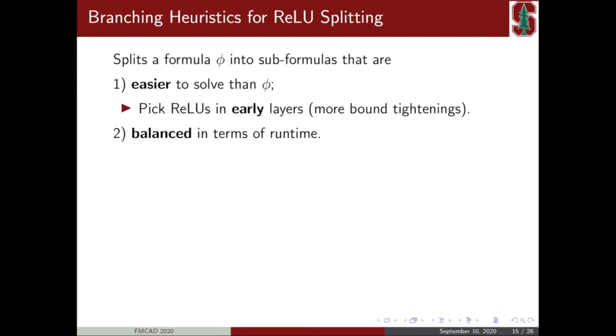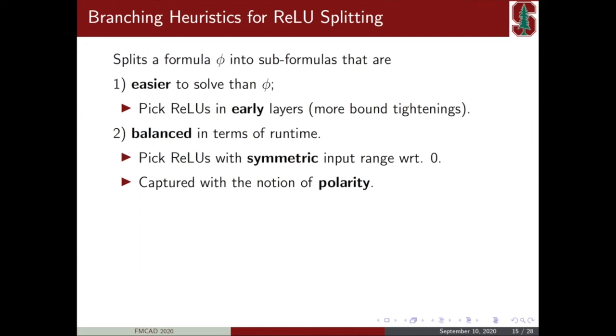We also want the subformulas to be balanced in terms of runtime. This is important in a parallel setting because it reduces the amount of thread starvation. To that end, we propose to pick ReLUs with symmetric input range with respect to 0. Therefore, in the resulting subformulas, the range of the input variable to that splitting ReLU will have similar intervals, which will more likely result in similar amounts of bound tightenings.